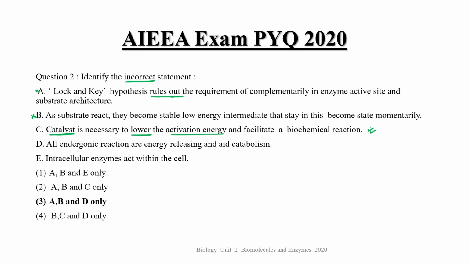Choice number C is correct. Now D: all endergonic reactions are energy releasing and aid catabolism. Energy releasing reaction type is known as exergonic.